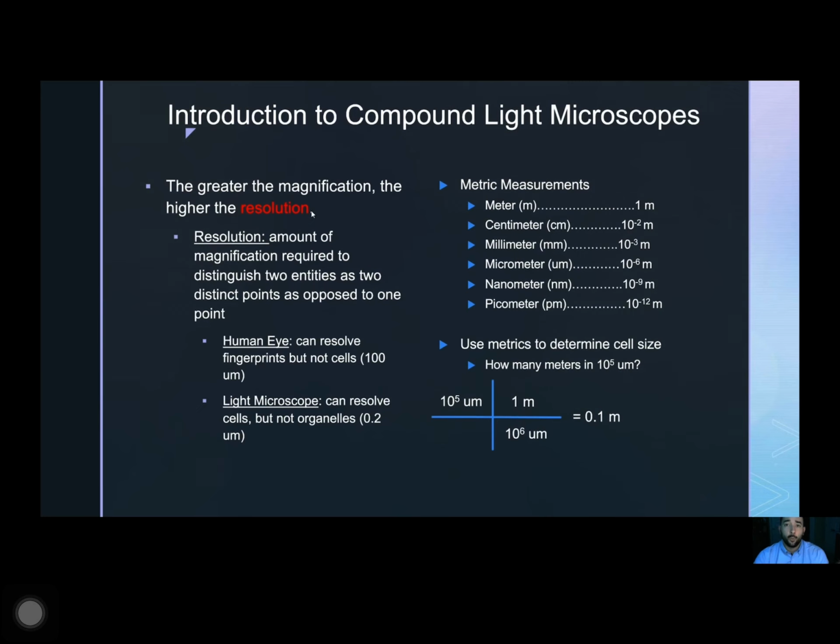So that was the end of chapter 1. Now we're going to move into chapter 2, which is about microscopes. So first right here we have this red term, which means it's important, called resolution. So resolution is the amount of magnification required to distinguish two entities as two distinct points as opposed to just one point.